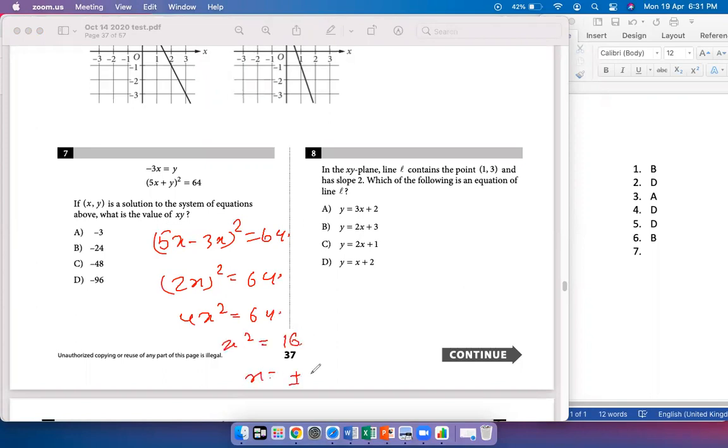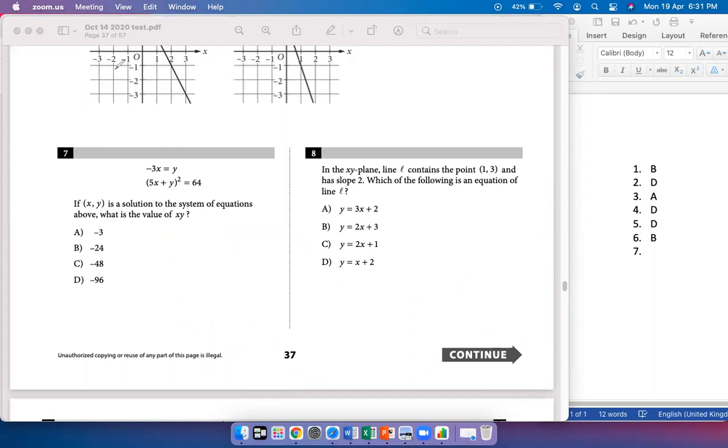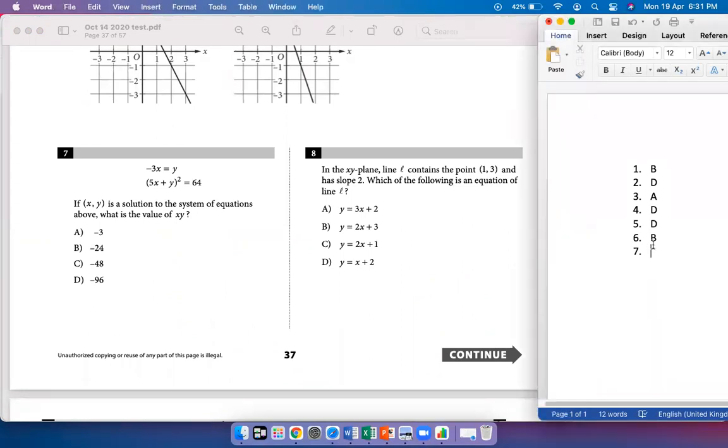So x is plus or minus 4, right? So when x is 4, y is minus 12. And when x is minus 4, y is plus 12. So xy here is minus 48, and here also xy is negative 48. So my answer is option C. Okay, C for question 7. Right, number 8.